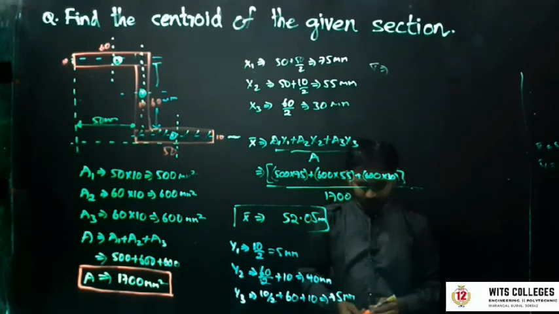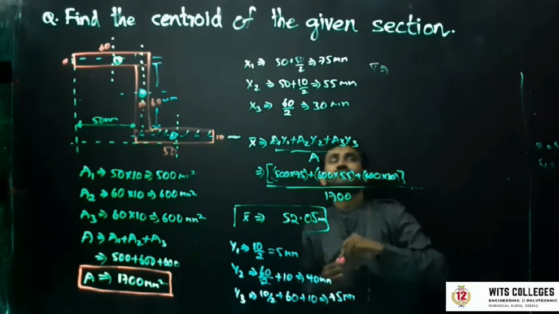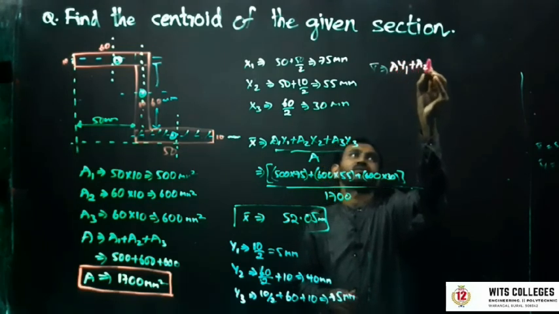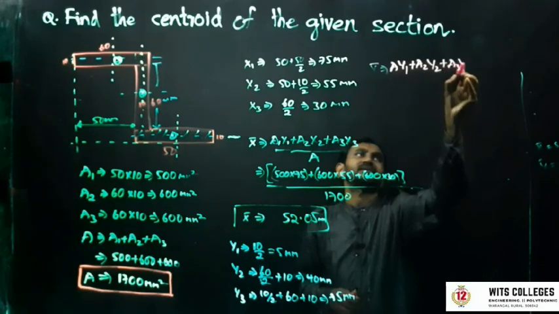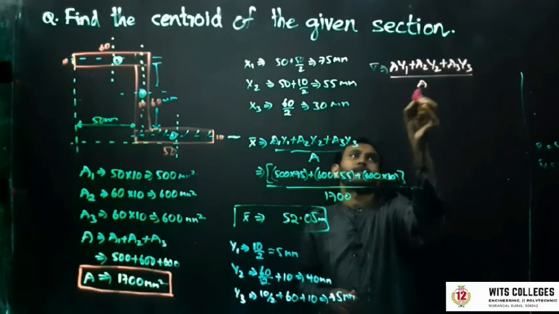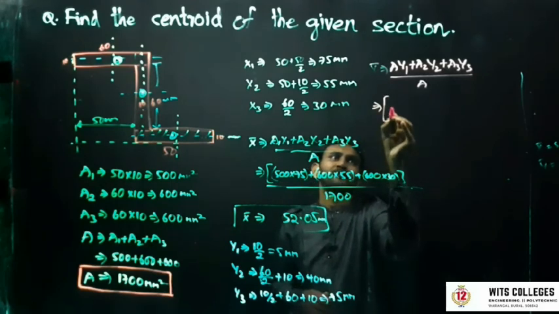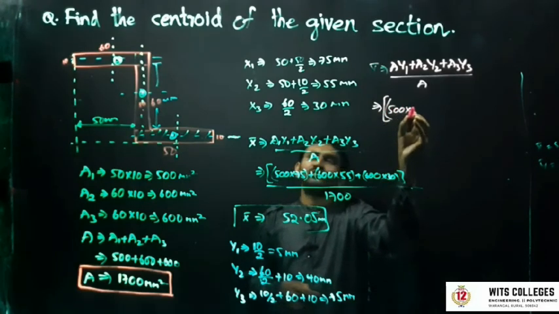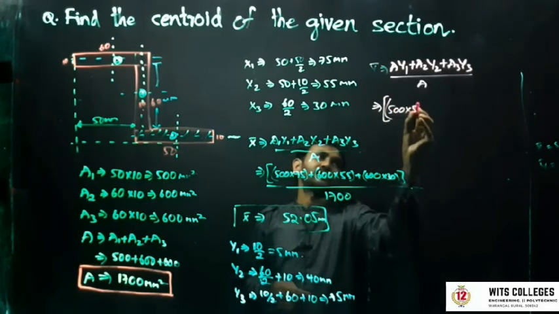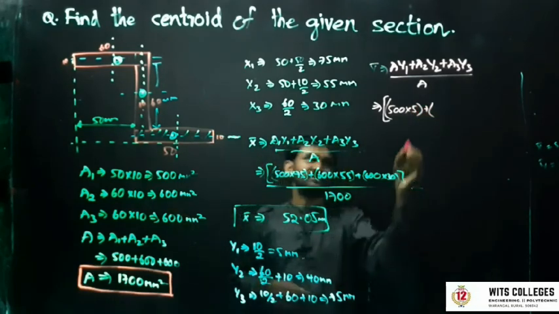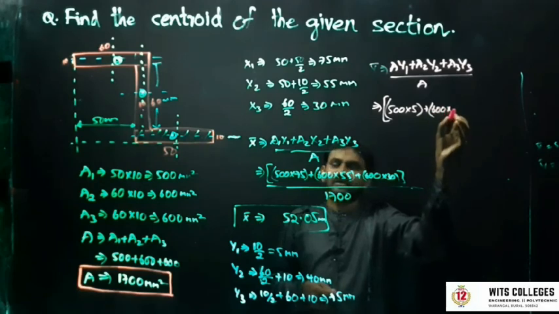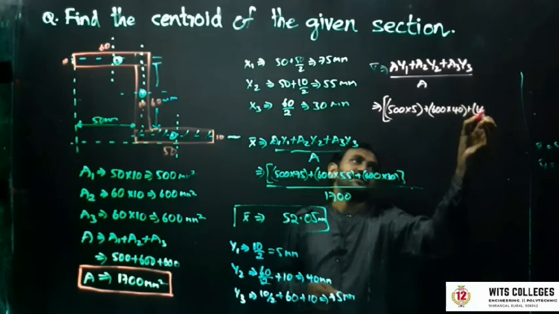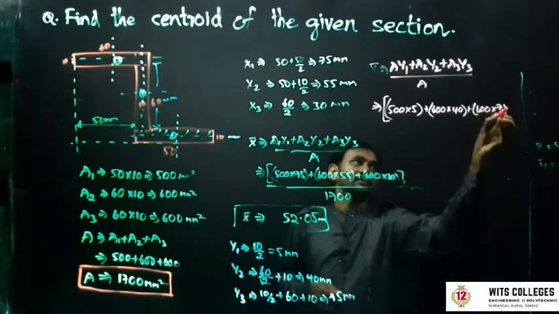Y bar is equal to, again you will be having the same formula. What is the formula which you are using? a1y1 plus a2y2 plus a3y3 by capital A, where a1 is equal to 500 into y1 is nothing but 5, plus a2 equal to 600 into y2 is nothing but 40, plus a3 is 600 into 75.